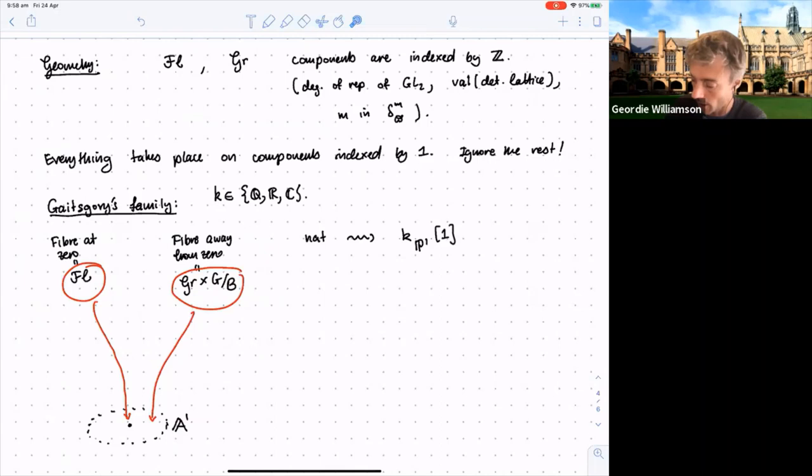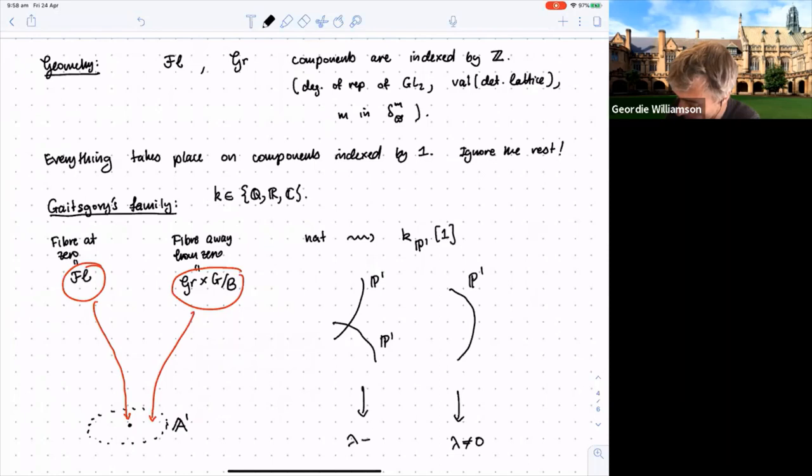And the picture will be that this P1 will give us a P1 over lambda not equal to zero. And then in the zero fiber, we'll see that this P1 degenerates to two copies of P1. And these are the two Schubert curves.